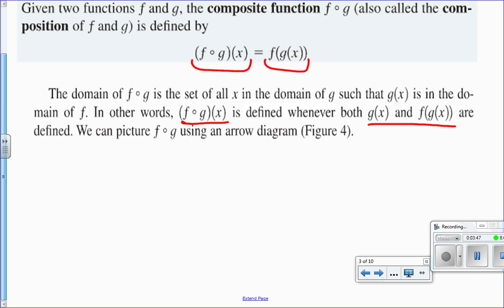So for the domain of f composed with g, we're going to find the domain of g, and we're going to intersect that with the domain of f composed with g.